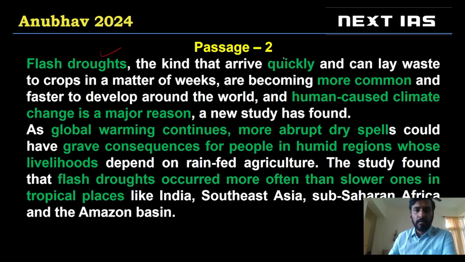Flash droughts that arrive quickly are becoming more common, and they are caused by human-caused climate change. That's a major reason. We are told the negative impacts of flash droughts, but we already know those. As global warming continues, there are more abrupt dry spells, so more flash droughts will be caused. Grave consequences are there for people because their livelihoods will be affected.